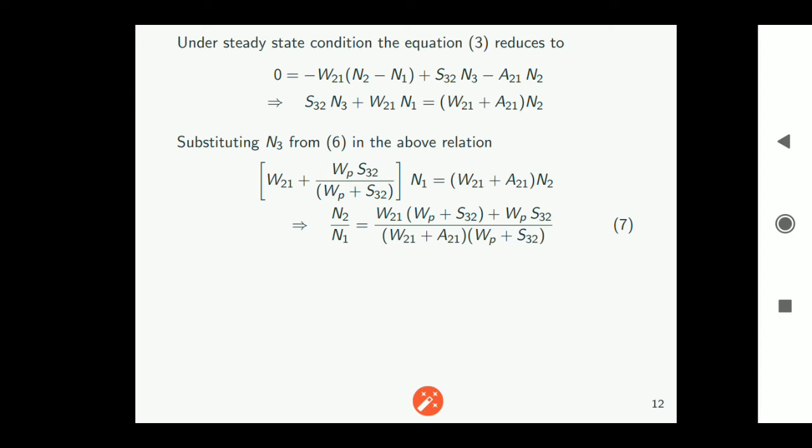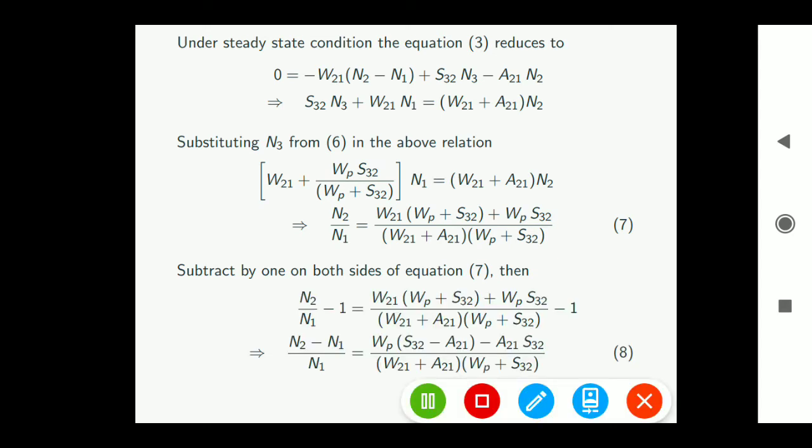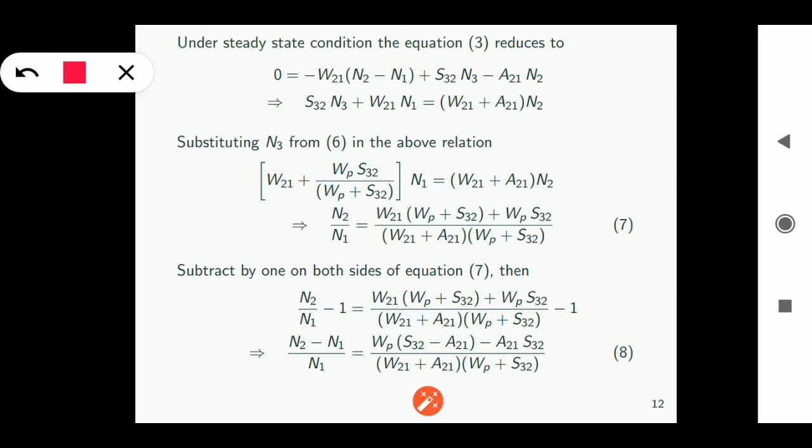So to simplify further, since this is a 3-level system, we will do some mathematical juggling here. We will add and subtract 1 from equation 7 independently. First let us subtract 1 from both sides of equation 7. We get N2 by N1 minus 1, which is equal to the right hand side of equation 7 minus 1. So you can simplify the right hand side and the left hand side separately. Left hand side becomes N2 minus N1 divided by N1, and right hand side becomes this expression.